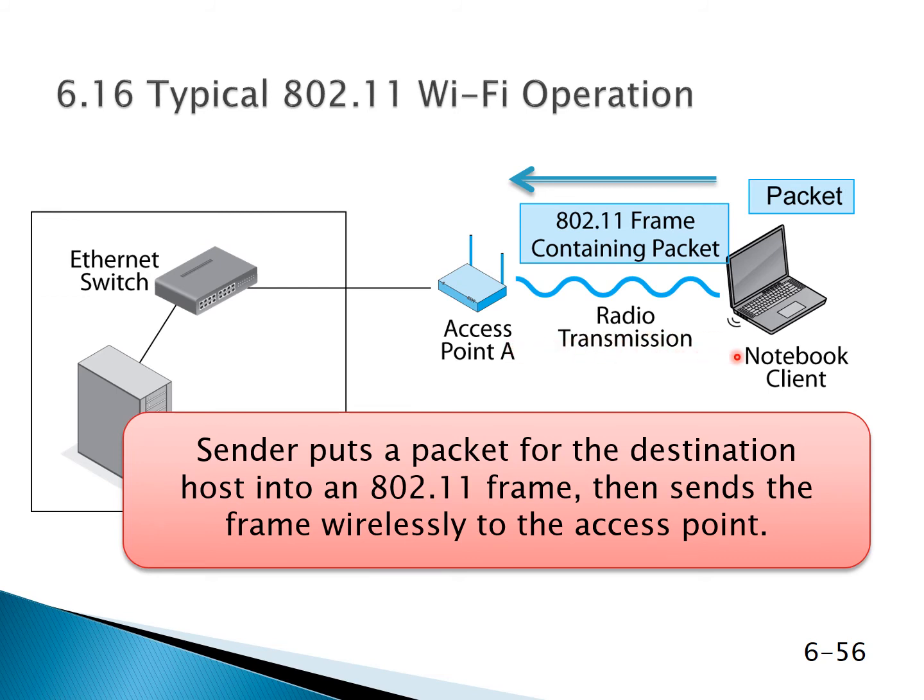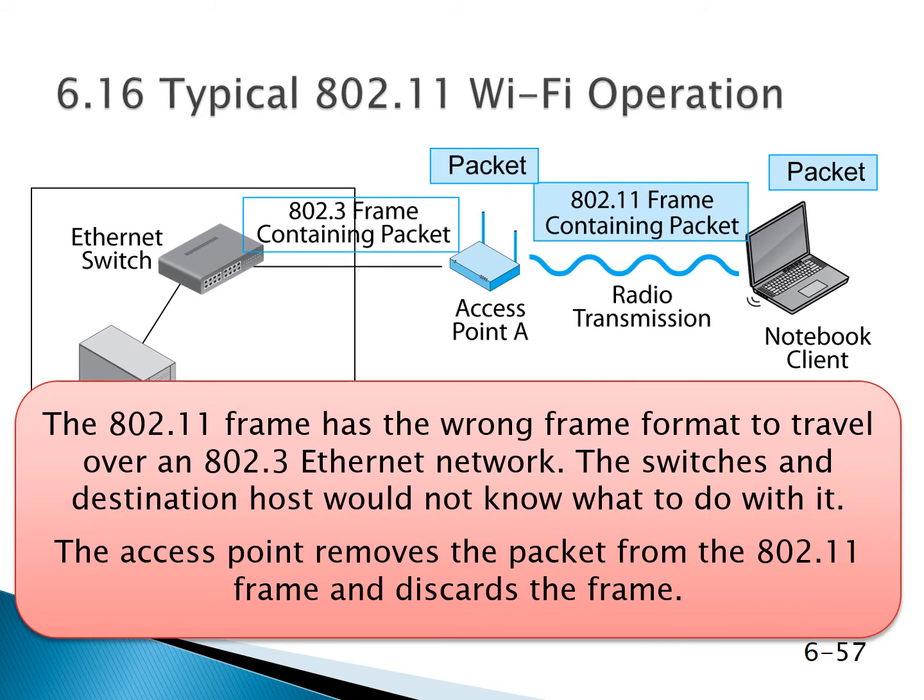There's a local network between your notebook and the wireless access point. So you send this frame through radio transmission, that means through your Wi-Fi signal, to this wireless access point. After arriving at the access point, it actually has a different frame to travel over the Ethernet. This frame was only used for the wireless transmission. So what will happen here is that the access point will take out the packet from the frame and discard the outer frame header. Then it will put the packet into an 802.3 frame. The packet is still the same, but there will be a new frame that is for Ethernet.